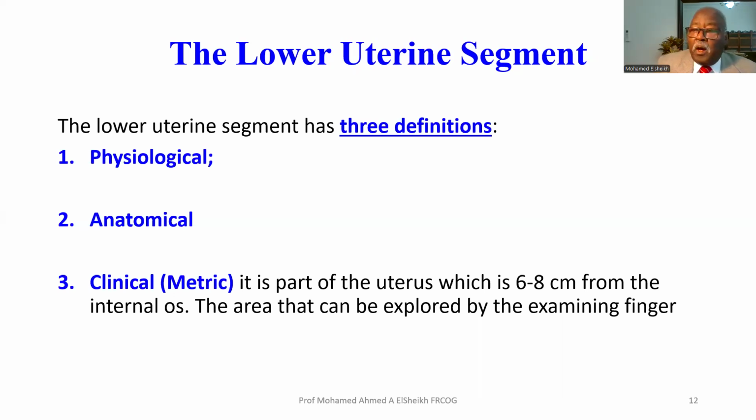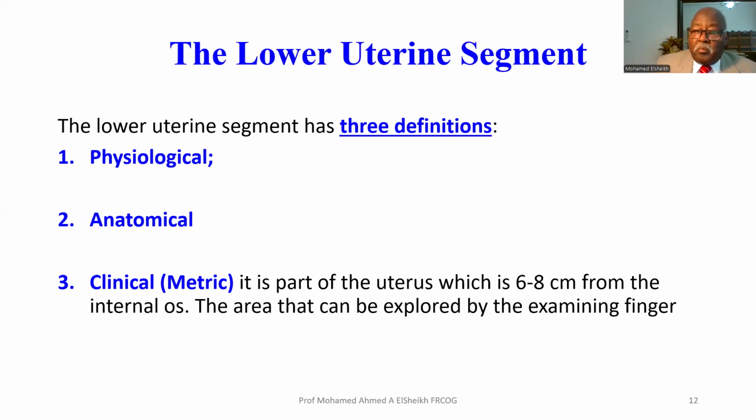Anatomical is that part of the uterus which is below the reflection of the peritoneum from the bladder on the uterus. That's used in cases of cesarean section, whereby we open the peritoneum and push the bladder down so that we can reach the lower uterine segment. So that's an anatomical definition.